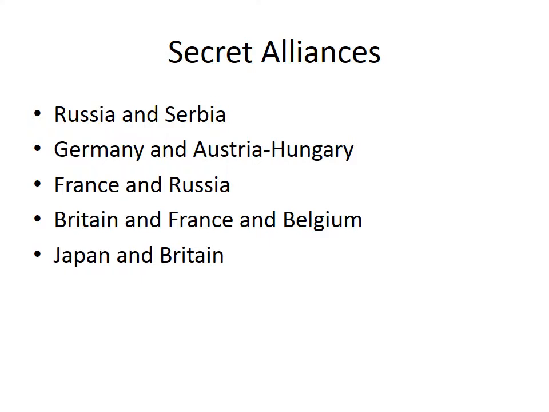Germany and Austria are going to secretly align. Of course, they share a border. France and Russia are going to align. Britain and France and Belgium, and then Japan and Britain. But keep in mind that while they're allying with people that they think have a common interest or might protect them in some way or benefit them in some way, they are not advertising this alliance to the other countries. And that's going to pose a problem.